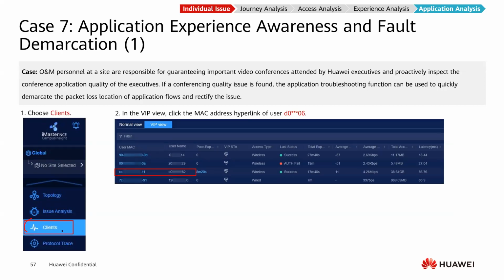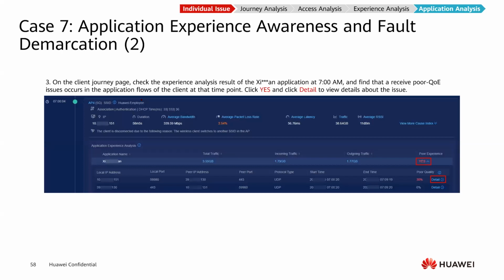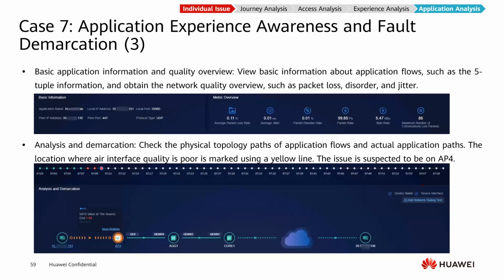So you can click the client and change the view to the specific client or to the specific application, and on the client journey page you can check the experience analysis. You will find that for this special application at the 7 count, it has received a poor quality of experience issue, so you can click the yes and click the detail to check the problems.